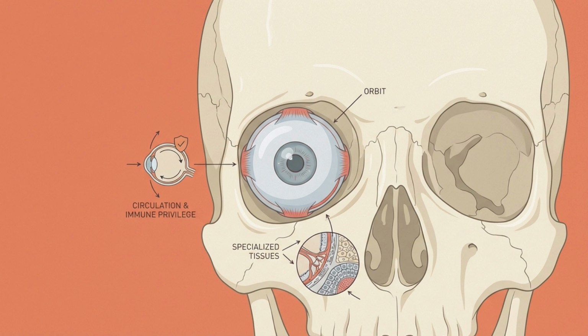It is one of the most metabolically active structures in the entire body, demanding a continuous supply of oxygen and nutrients even during sleep. That demand is not trivial. The eye has its own internal circulation system, its own immune-privileged status, and a set of specialized tissue types found nowhere else in the human body.